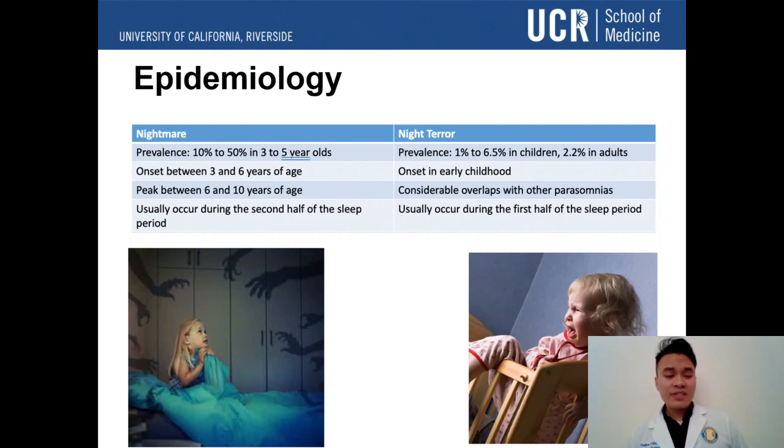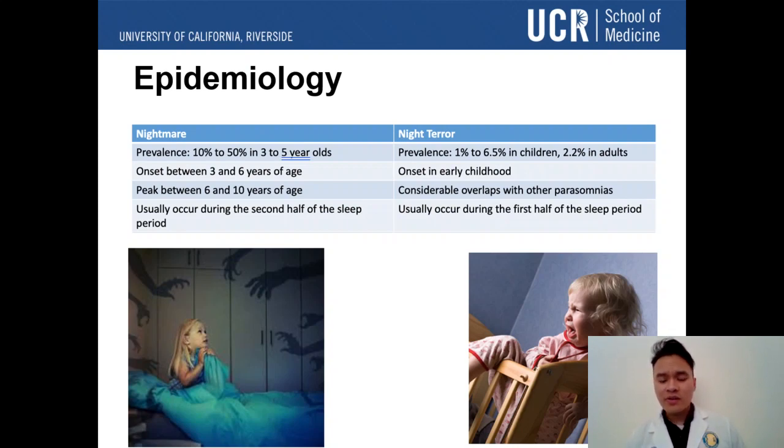As far as prevalence goes, nightmares are more common, 10 to 50% in 3 to 5 years old. Onset's usually between 3 and 6, and it peaks at 6 to 10 years old. And again, occurs more towards the end of your sleep.